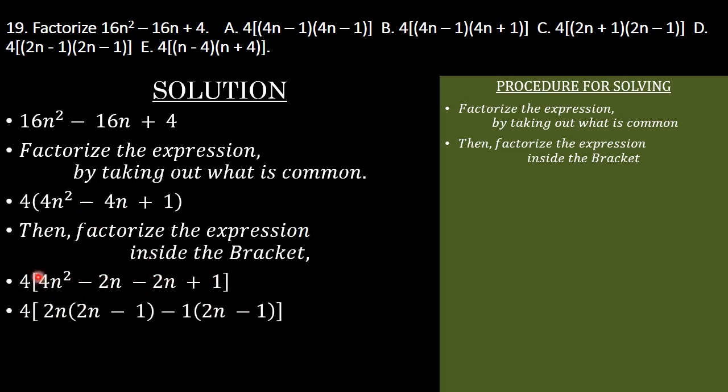Let's group the terms into 2. We now have 2n in common here. We now have 2n, open the bracket, 4n squared divided by 2n, you have 2n, minus 2n divided by 2n, you have minus 1. Well, what is common here is minus 1. Minus 2n divided by minus 1, we have 2n, plus 1 divided by minus 1, we have minus 1. What is common here is 2n minus 1 in this expression. This term divided by the common factor, we have 2n remaining. This term divided by this value, we have minus 1 remaining.